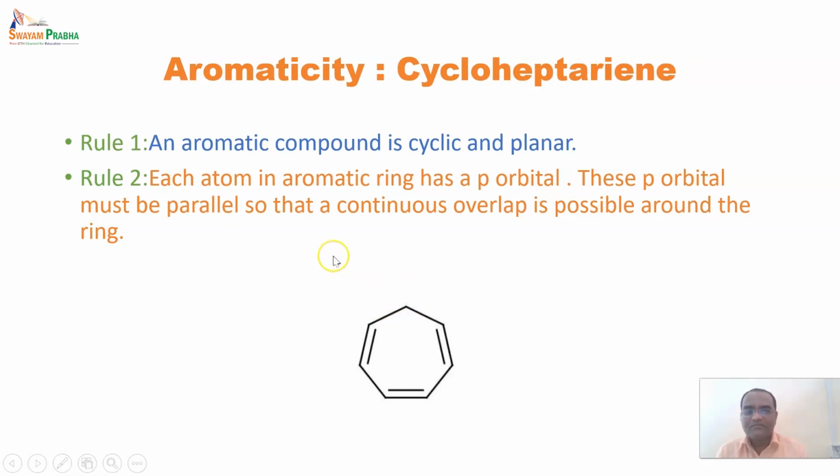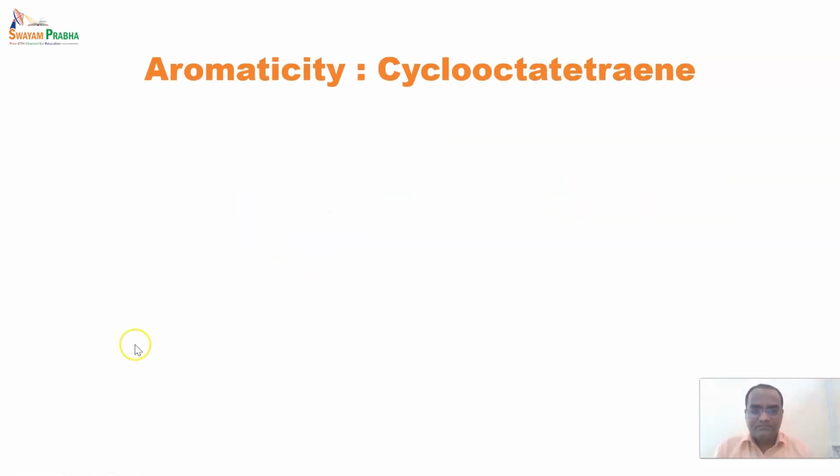Such kinds of compounds are said to be non-aromatic. To clear the concept of aromaticity, we'll see one more example, that is cyclooctatetraene. And if we look at the structure of this compound, you will find two more carbons with alternate double and single bonds.